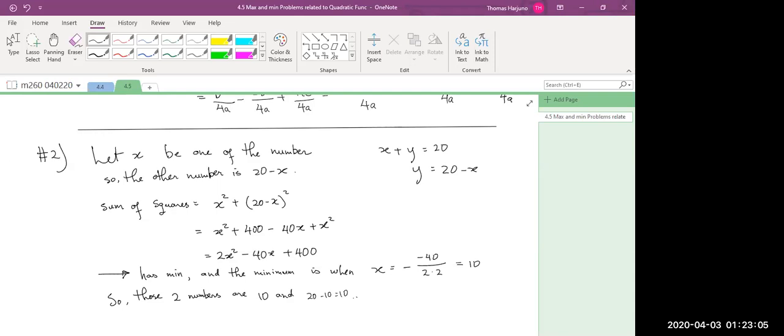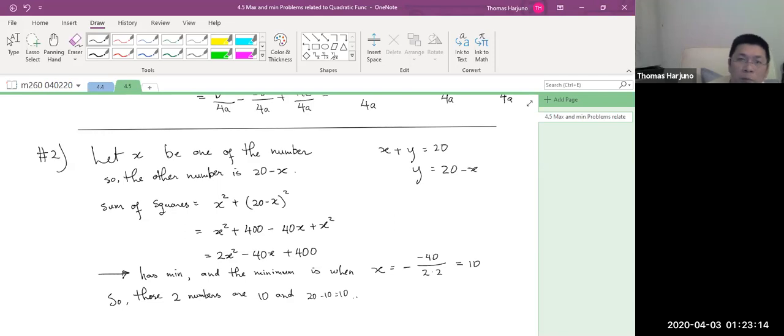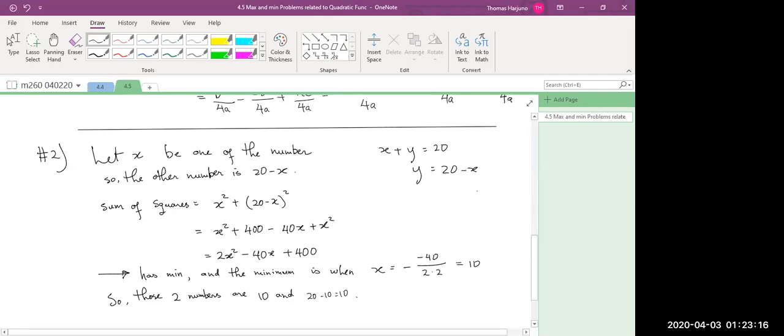How did you get the first 10? The x equals negative 40 over 2 times 2. Negative b over 2a that I have above. Okay. Yeah. Got it. Thank you. That's what I use.